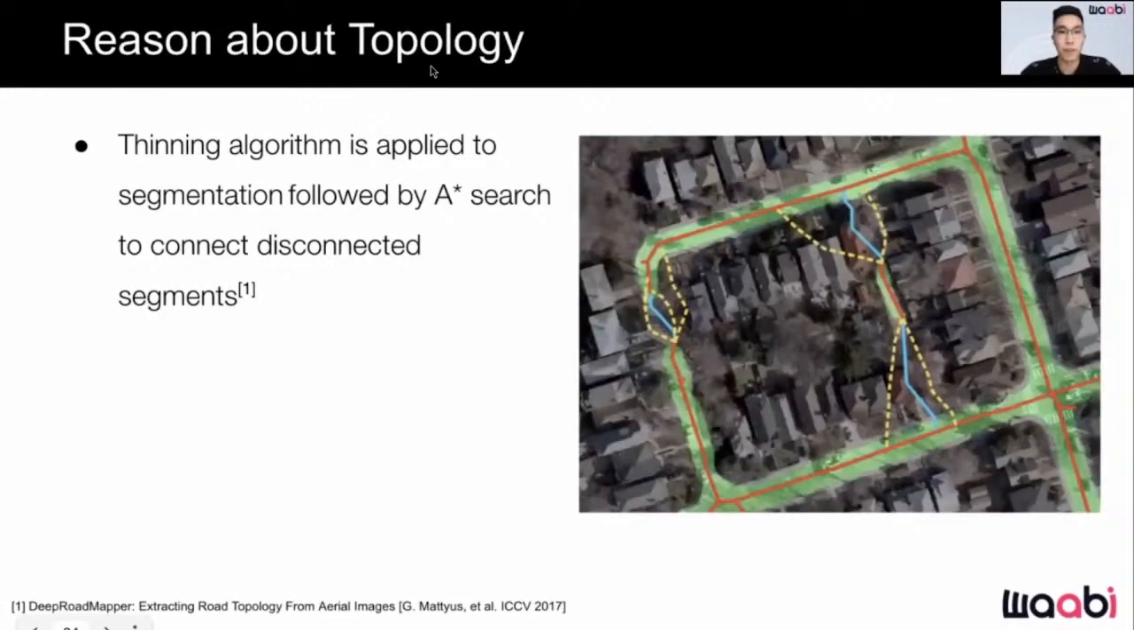Along this direction, for example, Matthews et al. apply a thinning algorithm to the segmentation to obtain the road topology. However, there might be missing road segments in the graph where the segmentation fails. To alleviate this issue, they apply A-star search to connect the disconnected segments.